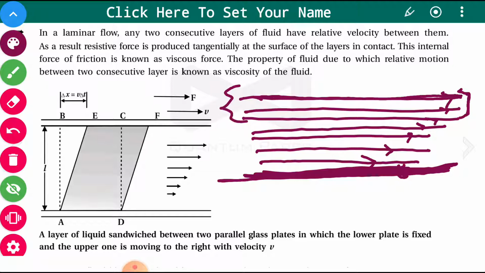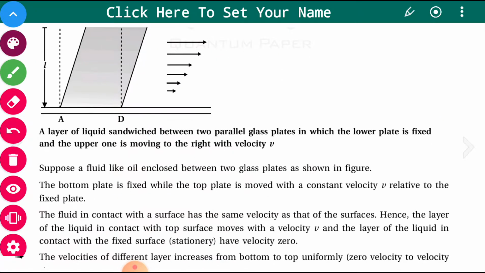there will be a relative velocity. And there will be an internal force of friction between these two consecutive layers, which is nothing but the viscous force. The property of the fluid due to which relative motion between two consecutive layers occurs is known as viscosity of the fluid. This is the internal frictional force between two consecutive layers, and this internal force is a viscous force. That is the main crux of this particular topic.